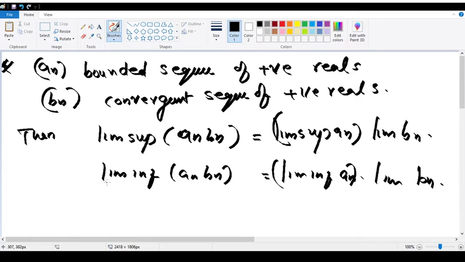Yes, ma'am. But it is not always necessary. For a product, it is not necessarily so. Here an is bounded and bn is convergent. That's why we can write this equation. But an and bn are two sequences.